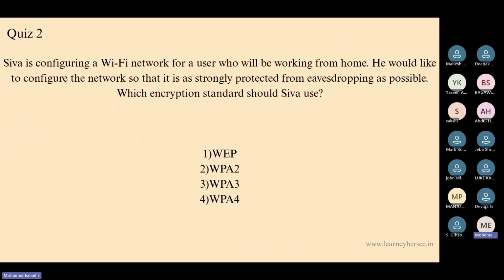Next one: Siva is configuring a Wi-Fi network for a user who will be working from home. He would like to configure the network so that it is as strongly protected from eavesdropping as possible. Which encryption standard should Siva use? Come on, guys. We just saw this as a dedicated slide. This is how the slide was converted into a question. Which encryption standard should Siva use among the four?